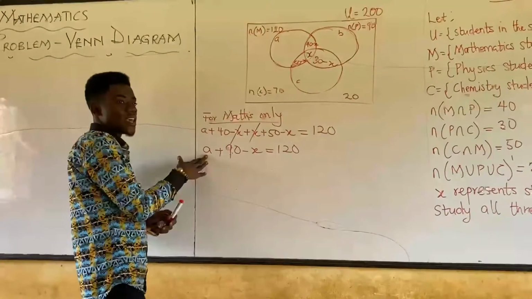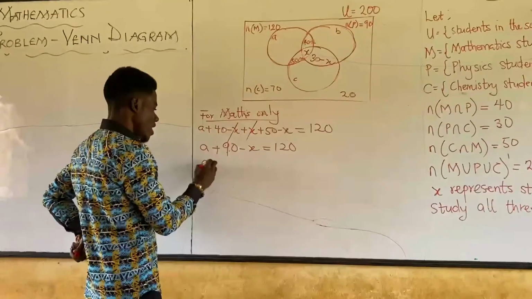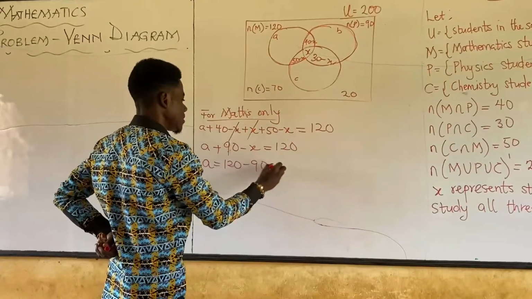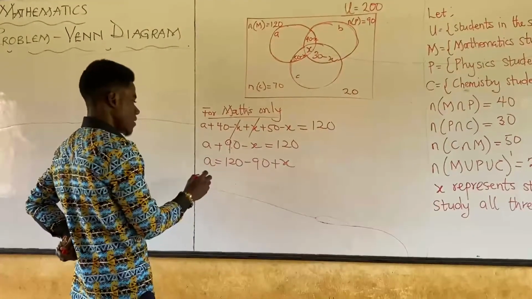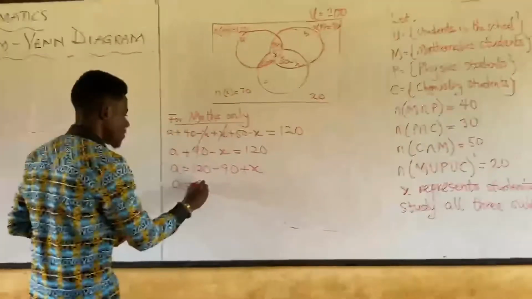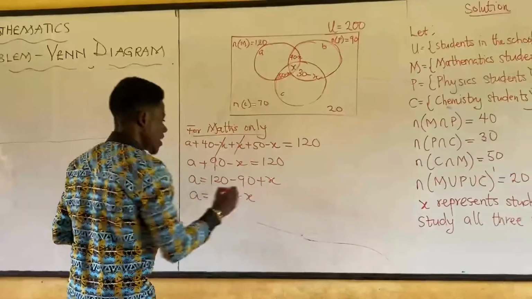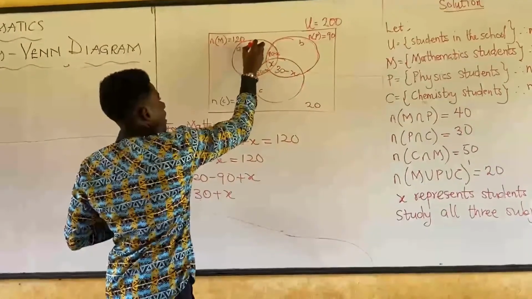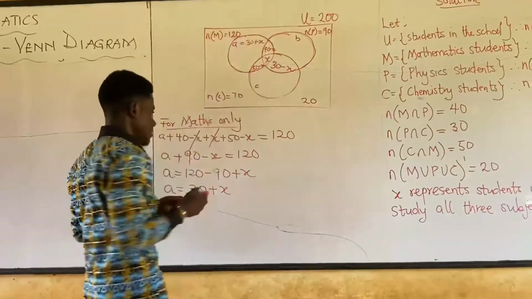Now you try to make A the subject. So A will be equal to 120 minus 90 plus x. And your A, 120 minus 90, gives you 30 plus x. So it means that this portion is 30 plus x.